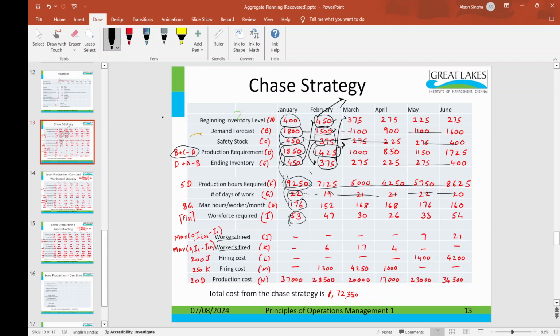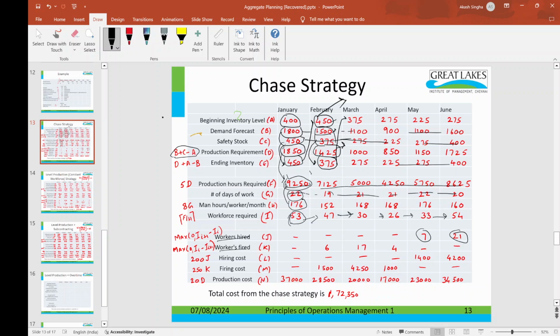Initially, we'll consider that we have 53 people in the system. After that, 6 people are less, so we don't need to hire anyone. Again 17 is less, 32 is 26 less. We don't have to hire. From 26 to 33, we need to hire 7 people. 33 to 54, we need to hire 21 people.